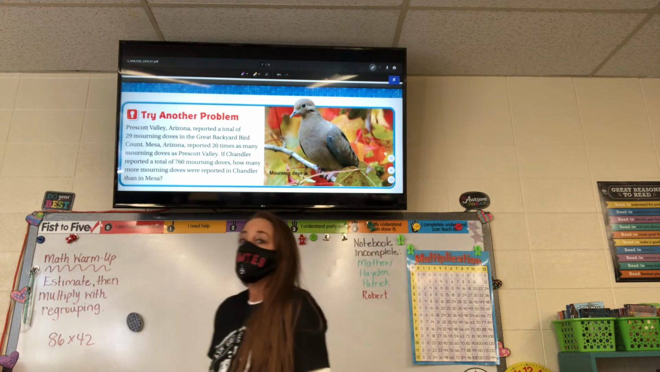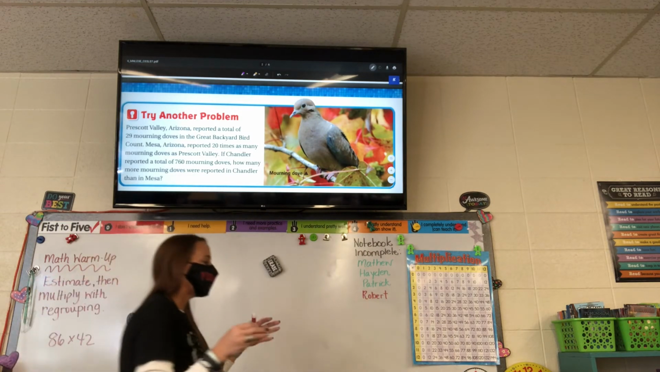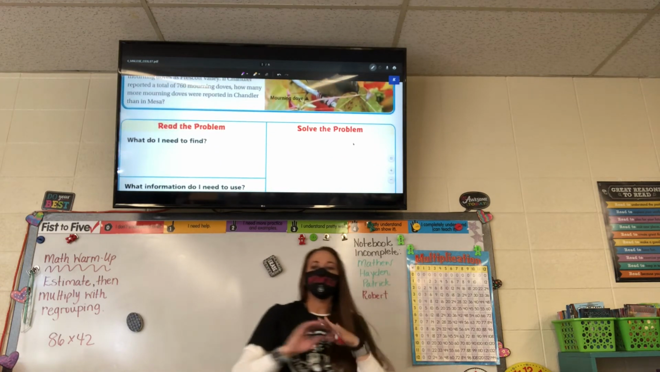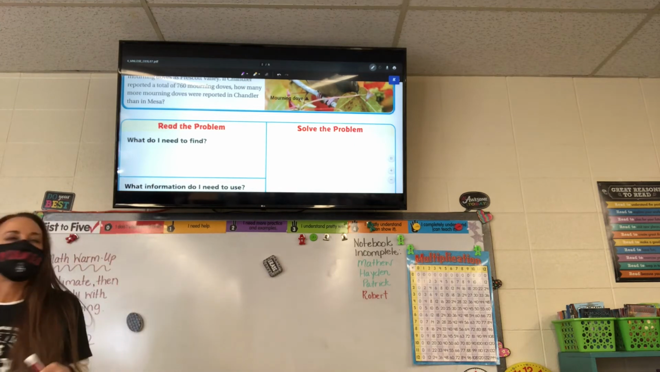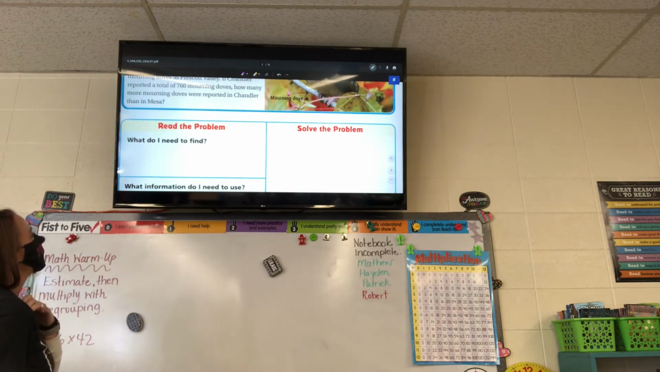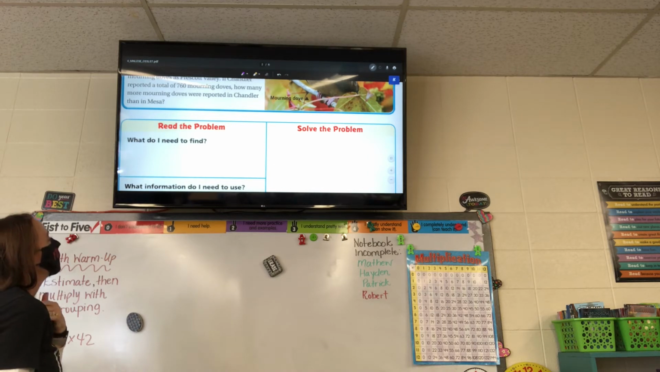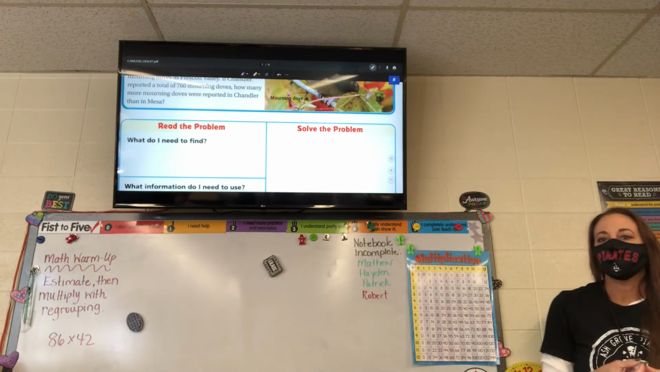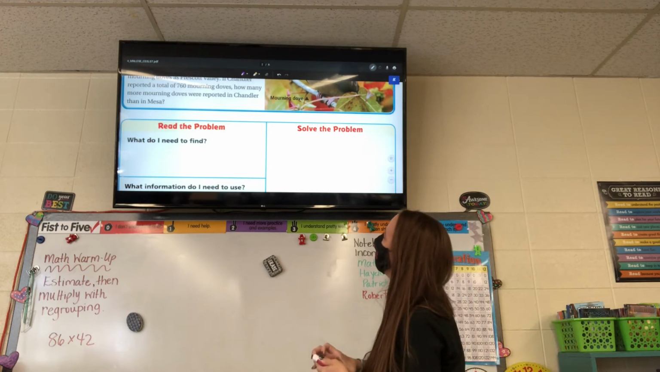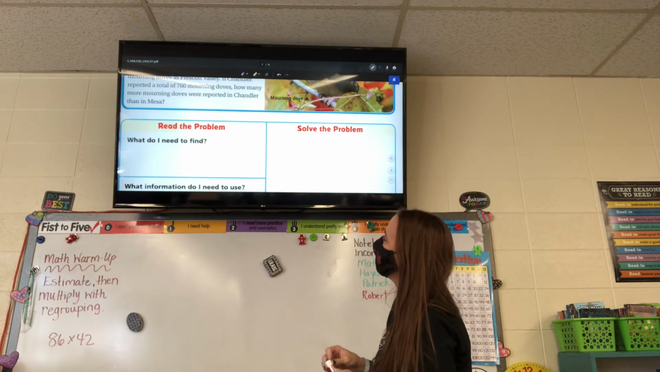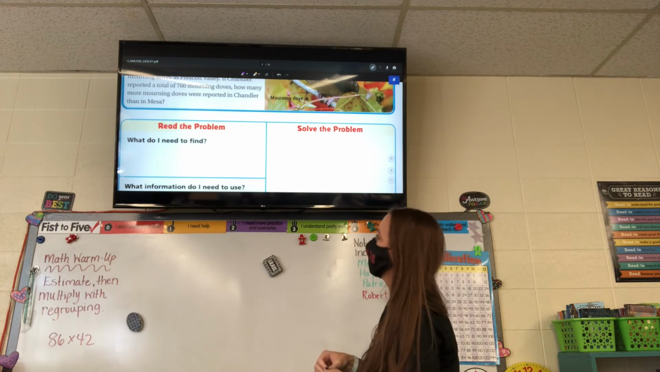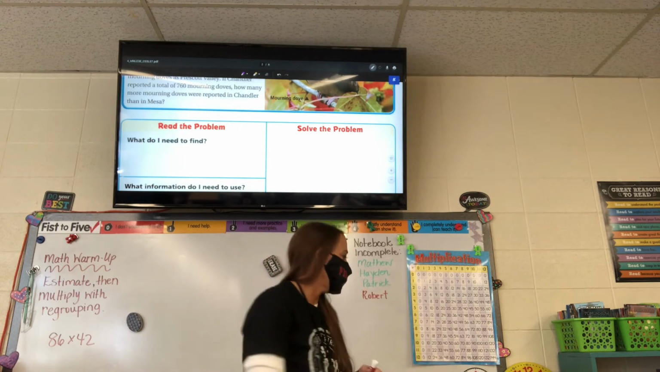So this is something we're going to break into steps. So what do we need to find? What's the bottom line here? What do we need to find, Ella? No. What does the question ask us? What's it asking us to find? Dakota? How many more mourning doves were reported in Chandler than Mesa? Good job. That's what it's wanting.